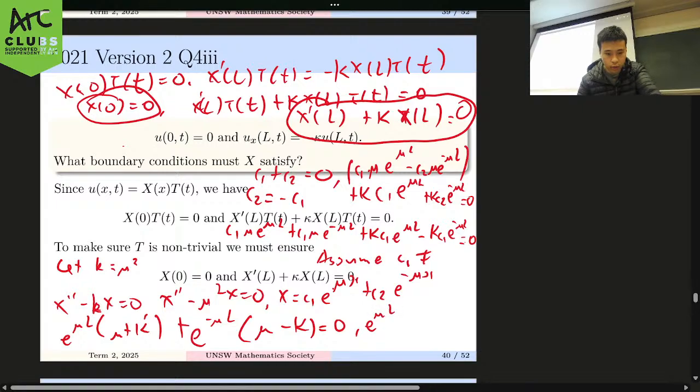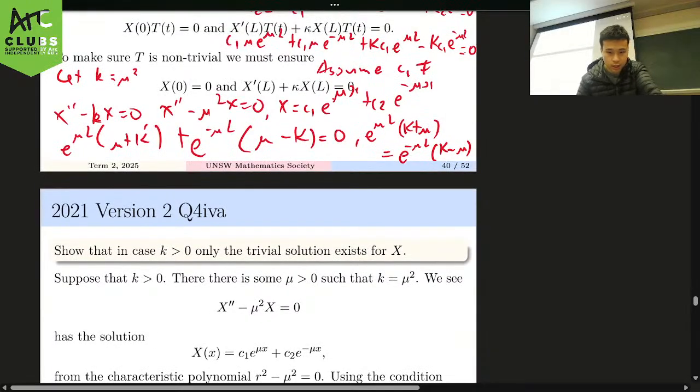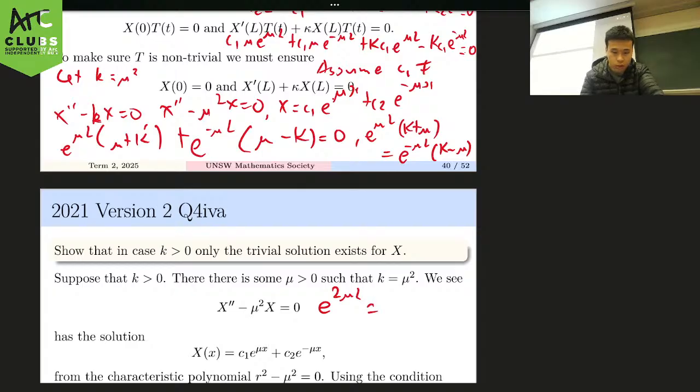So e to the mu L. Okay, let's just swap this around. So that's fine. And we have e to the minus mu L. And then when this gets moved to the other side, it's a negative, so just negate the whole thing inside. It's kappa minus mu. And then what we see there, we can do two things. Get this e to the minus mu L, times it to this one, so it becomes e to the 2 mu L, and then divide this kappa plus mu to the bottom. Okay? So from this point, what can we conclude?